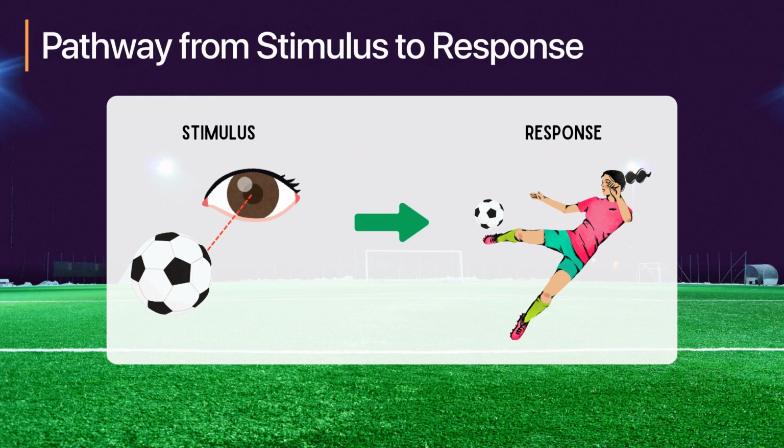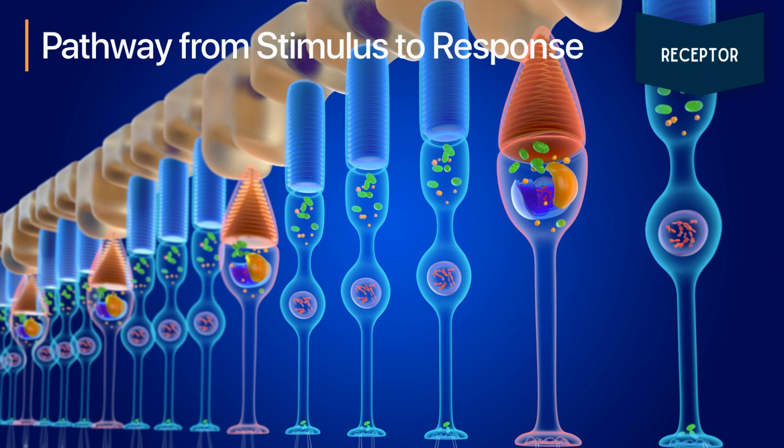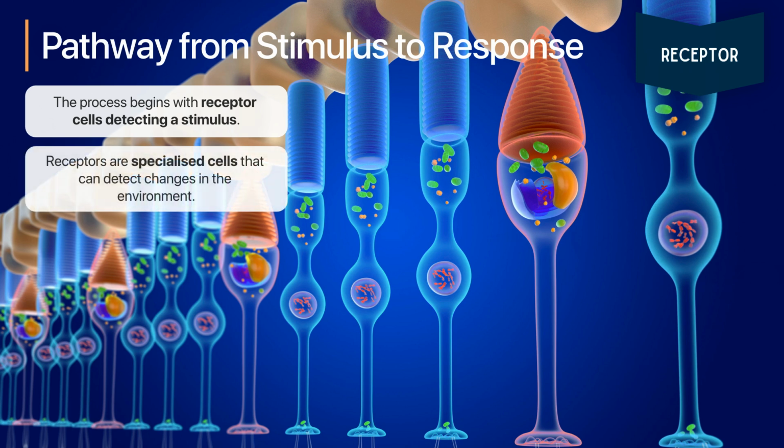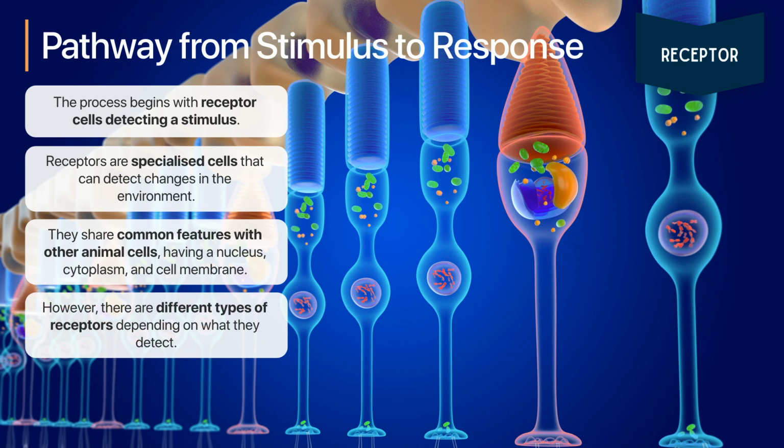To understand the nervous system, we need to look at the journey information takes from detecting a stimulus to creating a response. Let's start by looking at the role of receptors in detection. The process begins with receptor cells detecting a stimulus. Receptors are specialized cells that can detect changes in the environment. They share common features with other animal cells, having a nucleus, cytoplasm, and cell membrane. However, there are different types of receptors depending on what they detect.